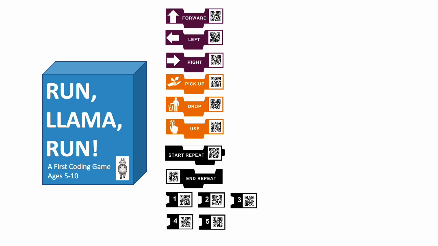The blocks are also grouped by color, so movement blocks are purple and usable blocks are orange. The current levels focus on direction and picking up, with more blocks to be added in the future levels.